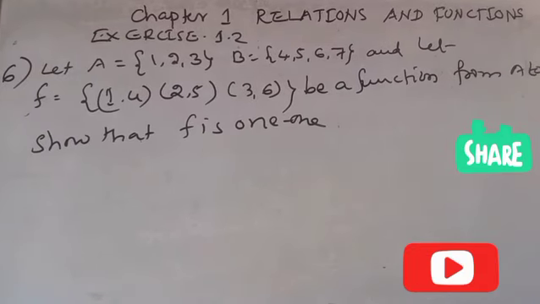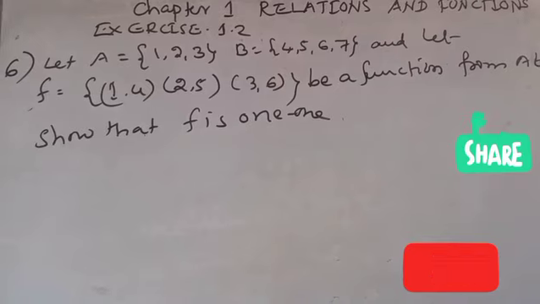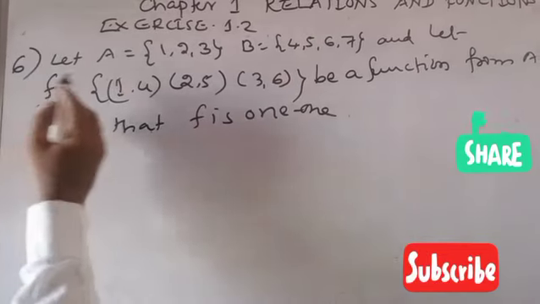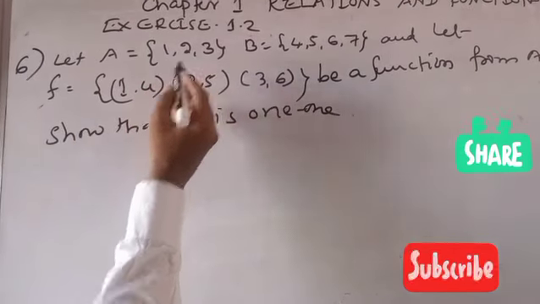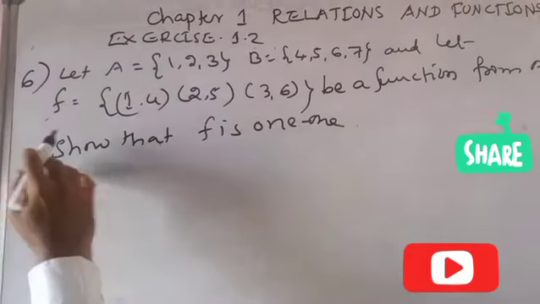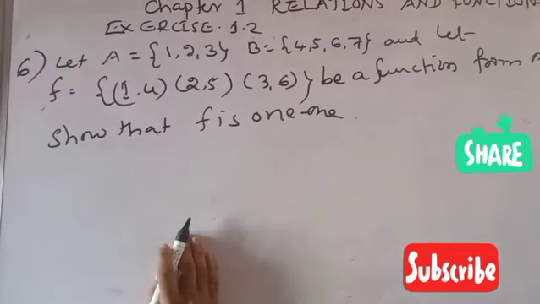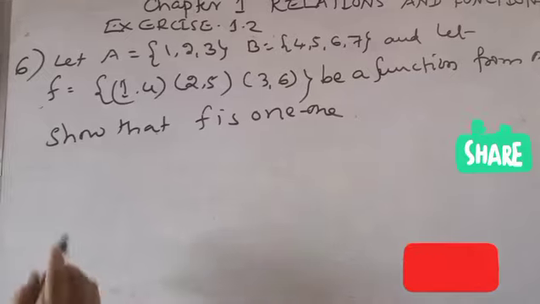Today we are going to discuss the chapter number 1, Relations and Functions, exercise 1.2, problem number 6. Let A = {1, 2, 3} and let B = {4, 5, 6, 7}, and let f = {(1, 4), (2, 5), (3, 6)} be a function from A to B. Show that f is one-one.